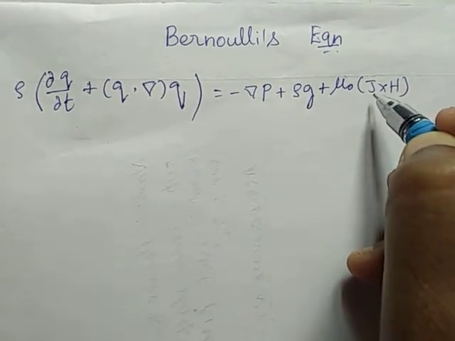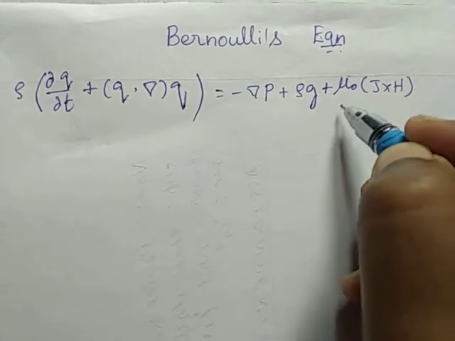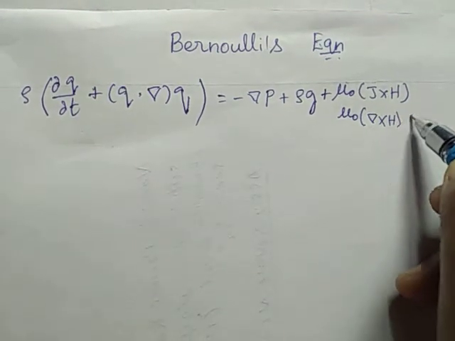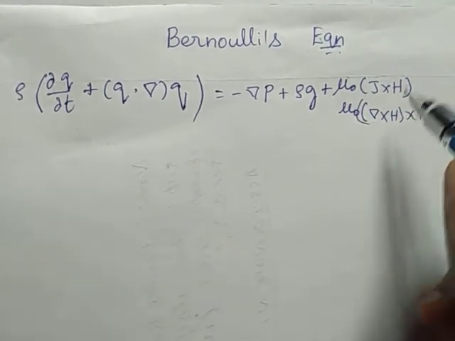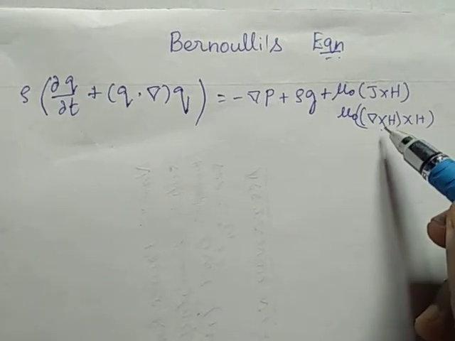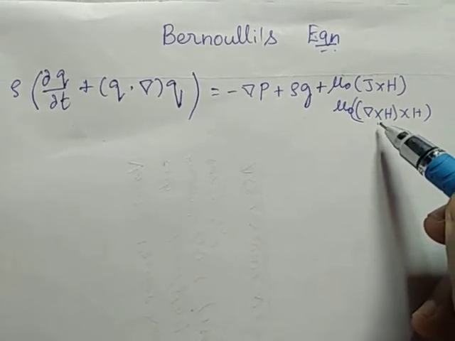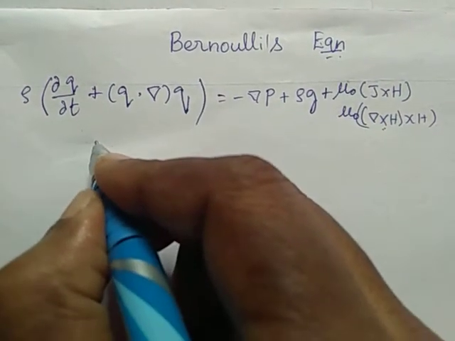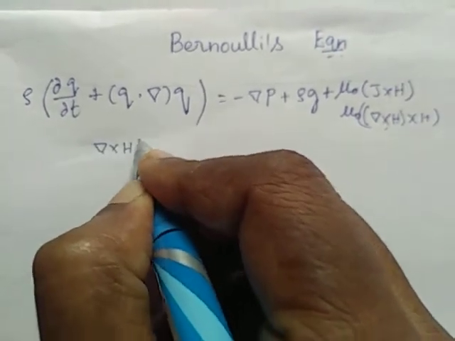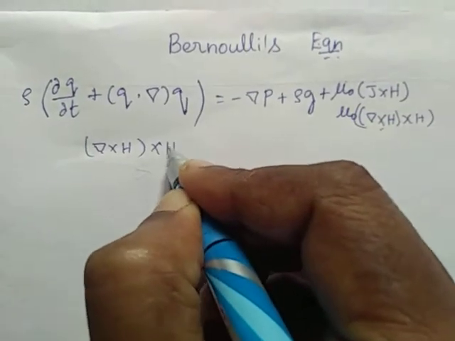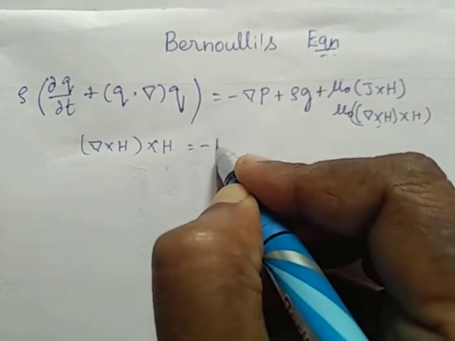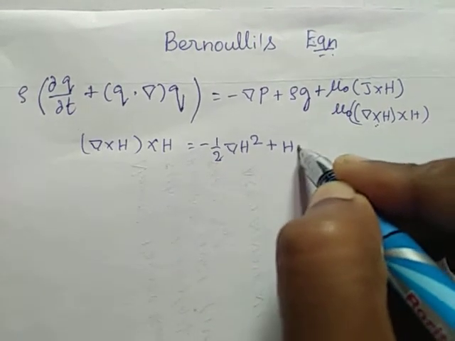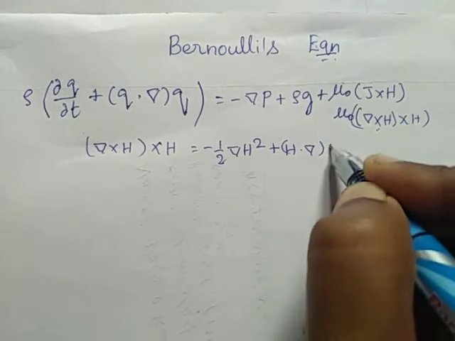So we know J can be written as del cross H. So mu naught del cross H cross H. J is del cross H, which we got using Ampere's law. And using a vector identity, which we have already derived, del cross H is equal to half of del of H square plus H dot del H.